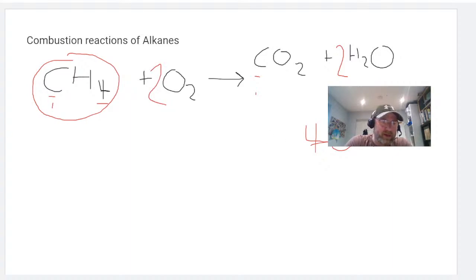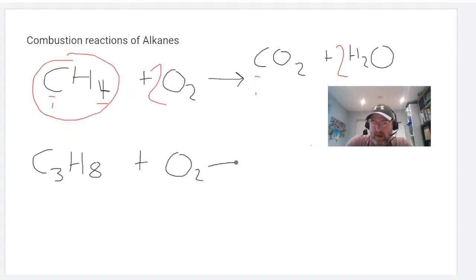Right, let me give you guys one of these to do. Remember, in organic chemistry, you're allowed to use halves on the oxygen, but always balance the oxygen last. Make sure you always balance the oxygen last in combustion reactions. It's the last thing to balance.